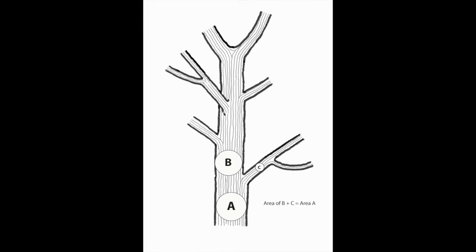In this diagram, trunk A has divided into branch C and continues as a reduced trunk B. If you add together the thickness of C and B, they will equal the thickness of A. How does this knowledge help us to draw and paint trees?